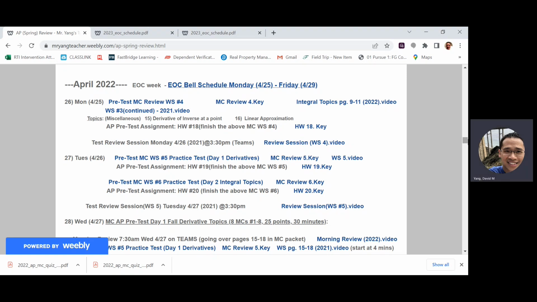Next week is EOC week again, and the schedule is all going to be thrown off. At the beginning of the week, if you look up to my website right before the 25th, I have the EOC week bell schedule. I'll send this link out tomorrow afternoon as well. I think for all of you, it's going to be a late start date for each of the days.